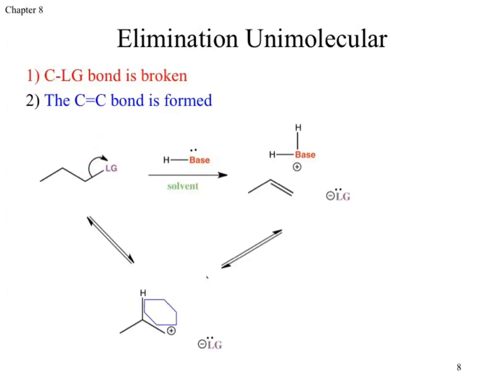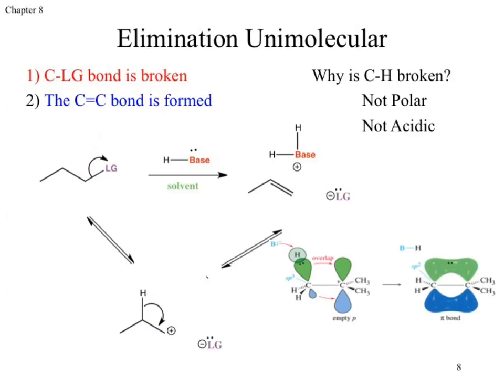So we've got our unimolecular reaction with all those individual things to worry about. If we looked at the rate for the unimolecular reaction, what would our rate law be? Rate equals K times our substrate, just like our SN1 reactions.